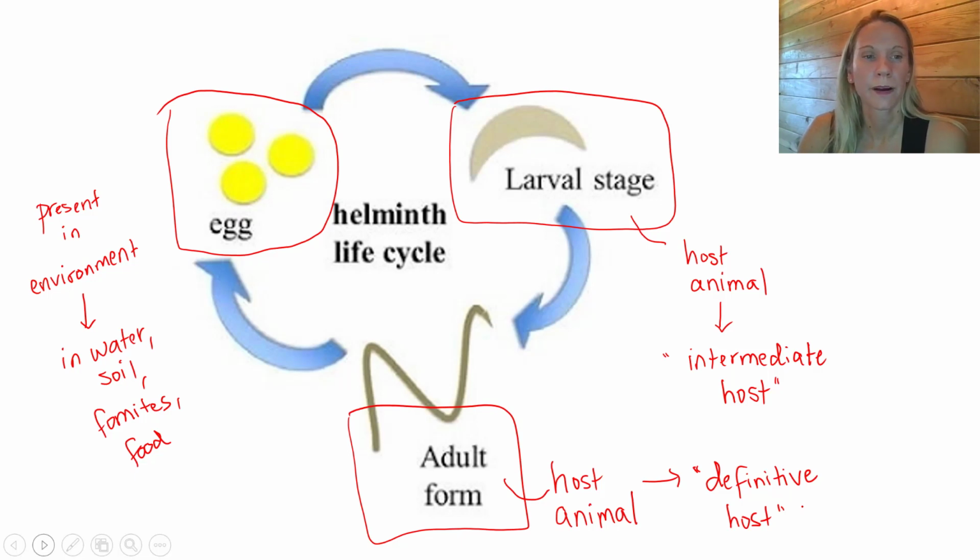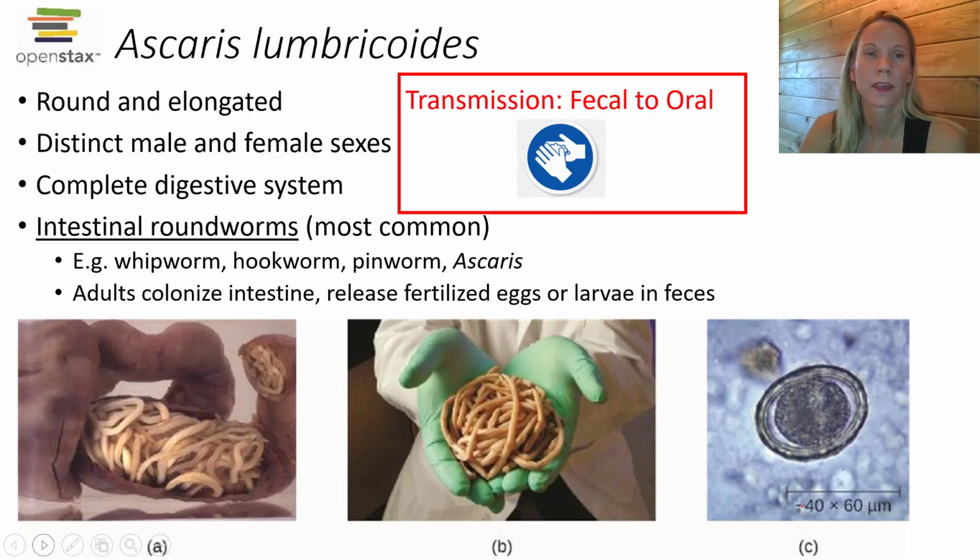Okay, so we're going to start by grouping our pathogenic helminth worms by their modes of transmission, starting with the method of fecal to oral. For those pathogens with this method of transmission, I have made this little red box here to emphasize that the transmission is fecal to oral, and then this symbol is hand washing, which means that this method of transmission could be prevented by proper hygiene and hand washing.